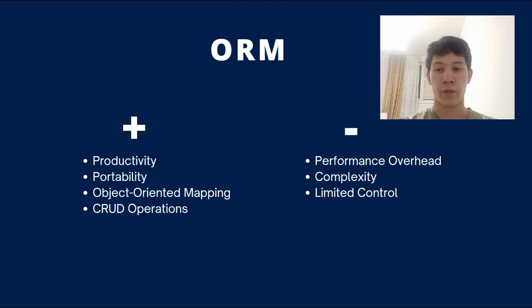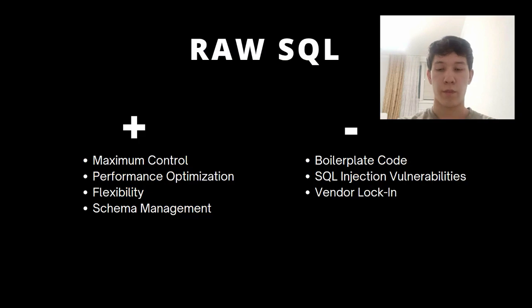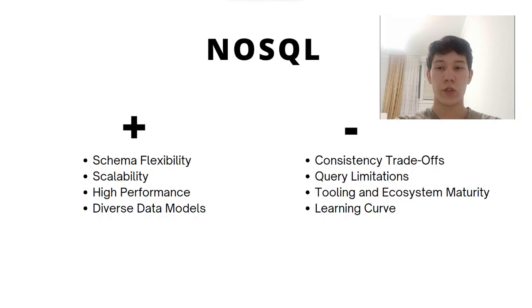The pros of ORM: productivity, portability, object-oriented mapping, CRUD operations. Cons: performance overhead, complexity, limited control. Raw SQL's pros: maximum control, performance optimization, flexibility, schema management. Its cons: boilerplate code, SQL injection vulnerabilities, vendor lock-in. NoSQL pros: schema flexibility, scalability, high performance, and diverse data models. Its cons: consistency trade-offs, query limitations, tooling and ecosystem maturity, learning curve.